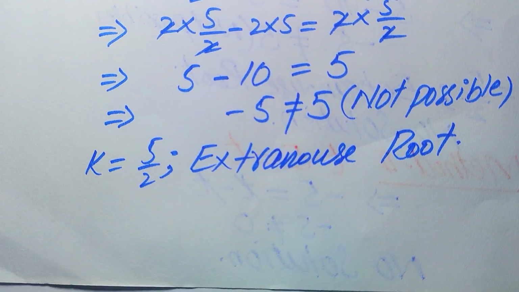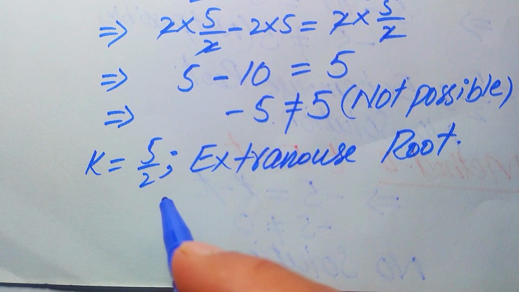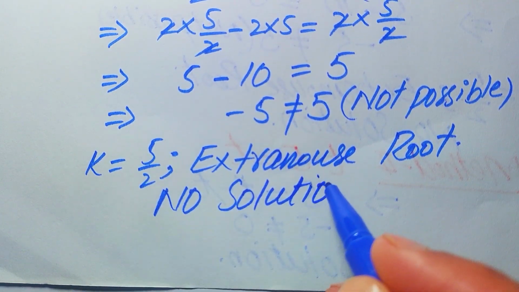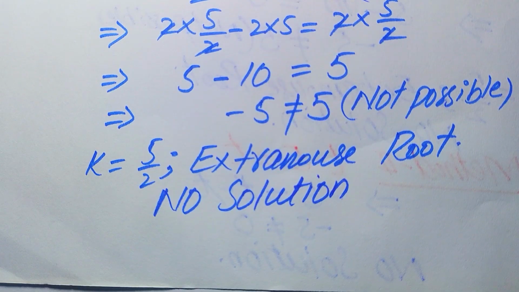Further, we cannot get any other value of k which satisfies our given question statement. So we finally conclude that this question has no solution. This is our final answer which we get here from the first method, and now we again solve this problem with the second method.